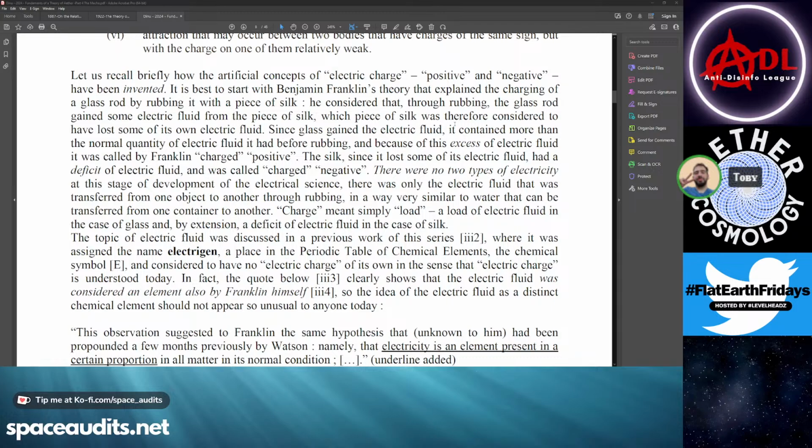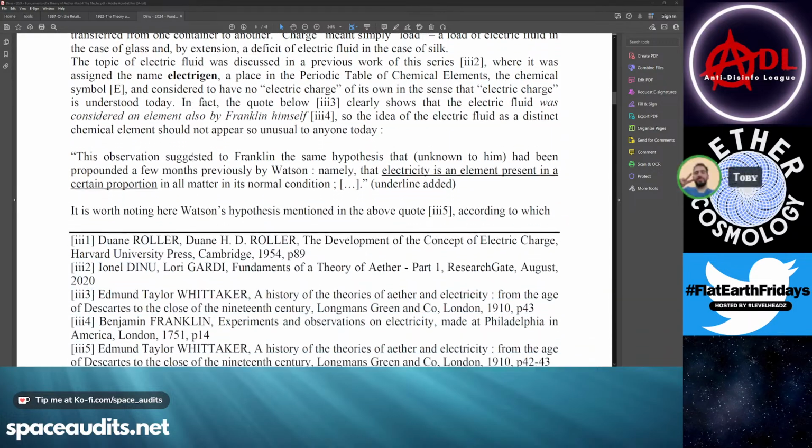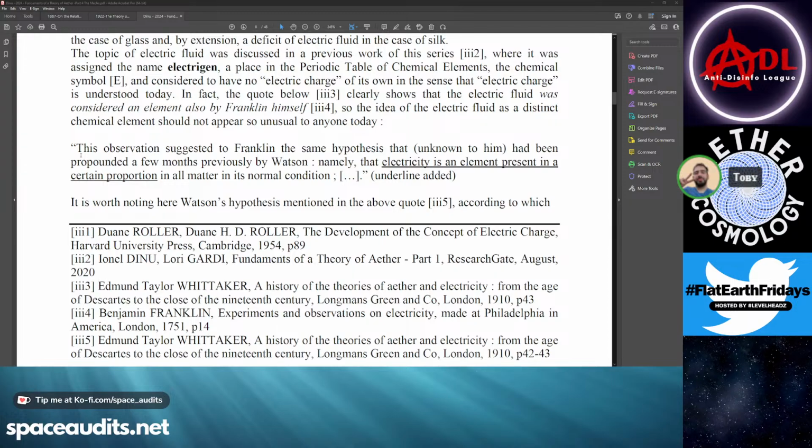The topic of electric fluid was discussed in a previous work of the series, where it was assigned the name electrogen, a place in the periodic table of the chemical elements, the chemical symbol E, and considered to have no electric charge of its own in the sense that electric charge is understood today. In fact, the quote below in citation triple I3 shows that the electric fluid was considered an element also by Franklin himself, and that's from citation triple I4. So the idea of the electric fluid as a distinct chemical element should not appear so unusual to anyone today.